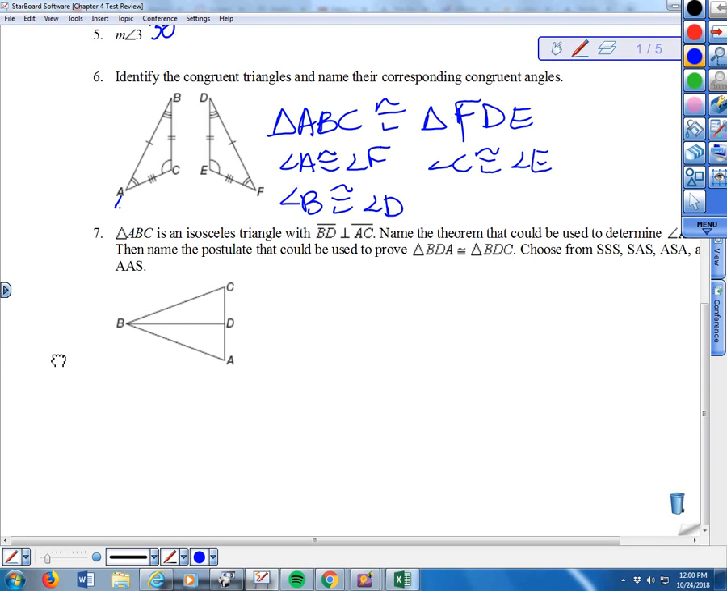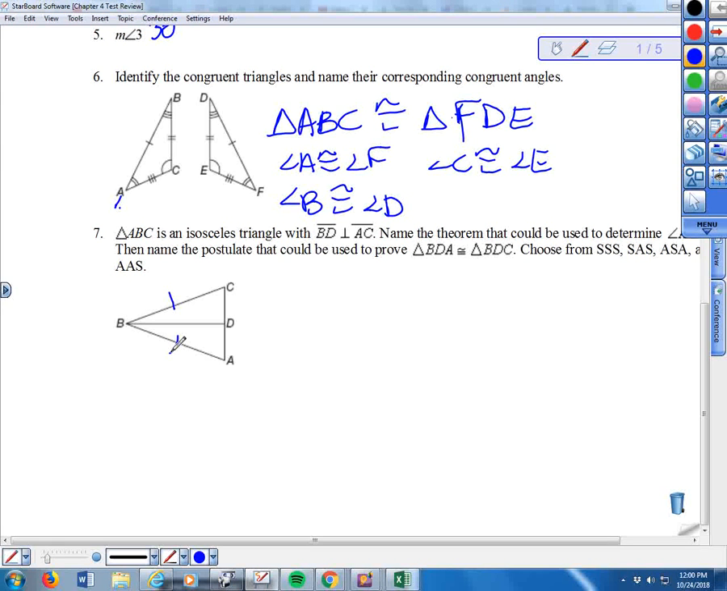All right. My hint in number 7 in a problem like this one: just mark up your diagram with only the information that was given to you. So ABC is an isosceles triangle. I can mark that. That's what isosceles triangle means. Two sides are equal.